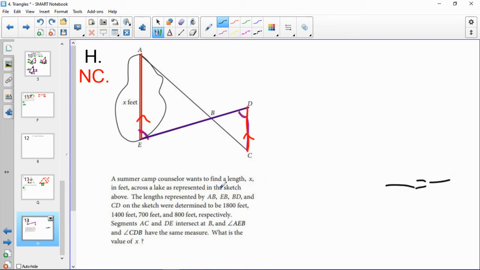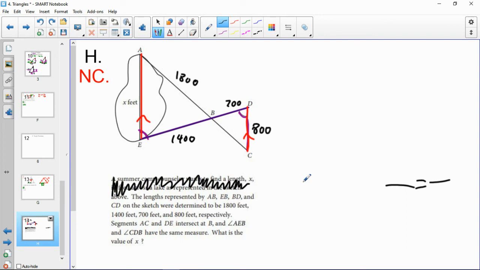And we need to find x, and they're giving me some side lengths, so the fact that we're talking about a summer camp counselor hardly matters at all. And now they give us the 4 side lengths, respectively. AB is 1800. Let's see, EB is 1400. BD is 700, and DC is 800.